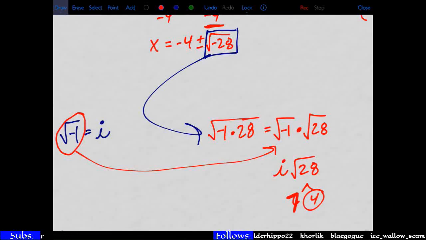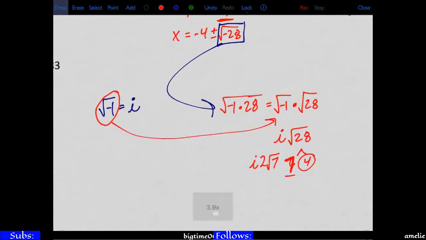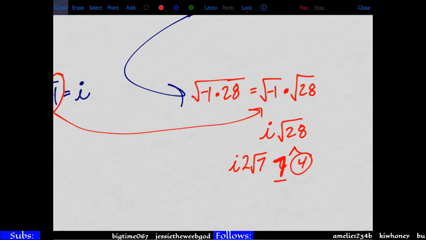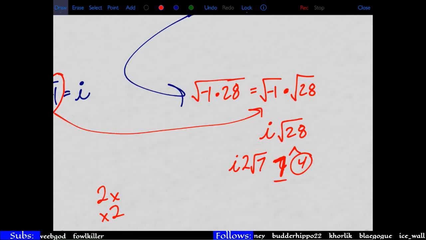We know the square root of 4 is 2, so we can pull out a 2. So it's i times 2 times root 7. Our 7 doesn't have a square root, so it stays in. And then the preferred method of writing this, just like we write 2x, we don't write x2. We write numbers, then letters. Yep, perfect. Similarly, we want the 2 in front of the i. So we'd write this as 2i root 7.